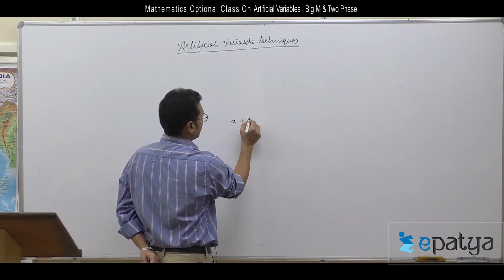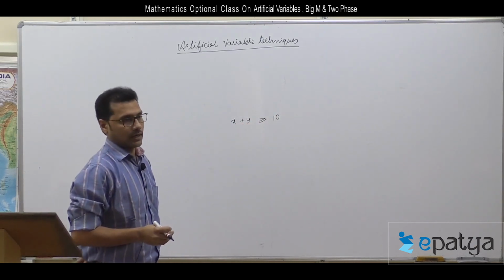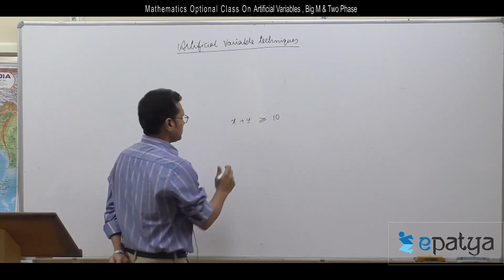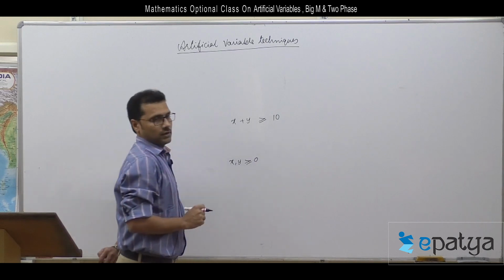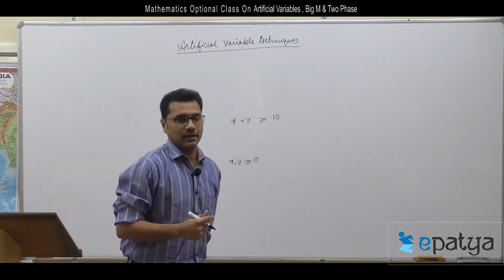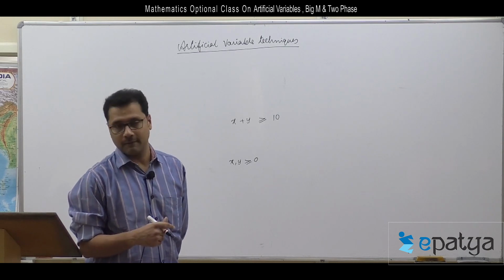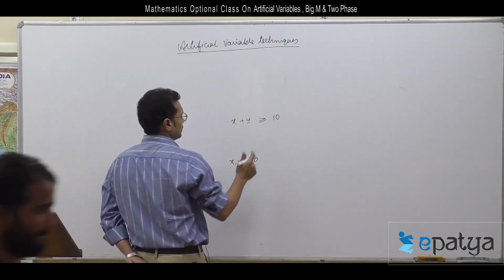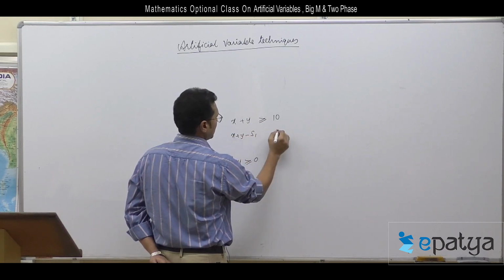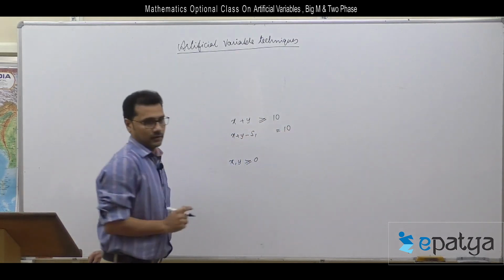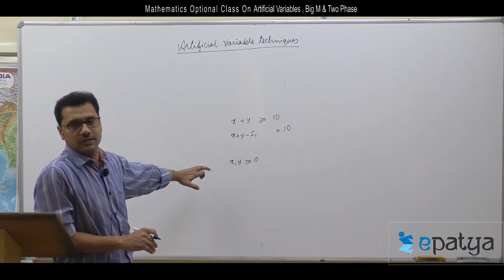Suppose x plus y is greater than or equal to 10, and both x and y are greater than or equal to 0. Now, in order to put this constraint expression into standard form, we have to get an equality sign. For the equality sign, what we do? We subtract: x plus y minus s1 equals 10. Yeah, this is in standard form. 100% this is in standard form.